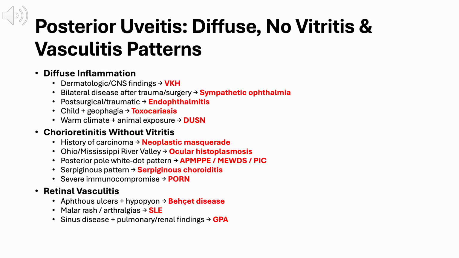Ohio or Mississippi River Valley residents, ocular histoplasmosis. A posterior pole white dot pattern, the syndromes APMPPE, MEWDS or PIC. A serpiginous pattern, serpiginous choroiditis. And severe immunocompromise, PORN. And for retinal vasculitis, aphthous ulcers with hypopyon means Behçet, malar rash and arthralgias, lupus, and sinus disease with pulmonary and renal findings, granulomatosis with polyangiitis. Whether vitritis is present and the lesion pattern, again, do the heavy lifting.